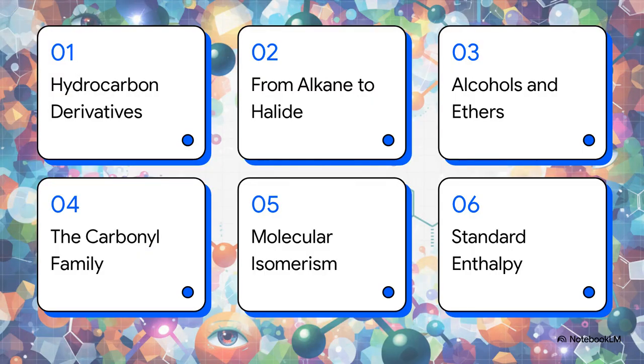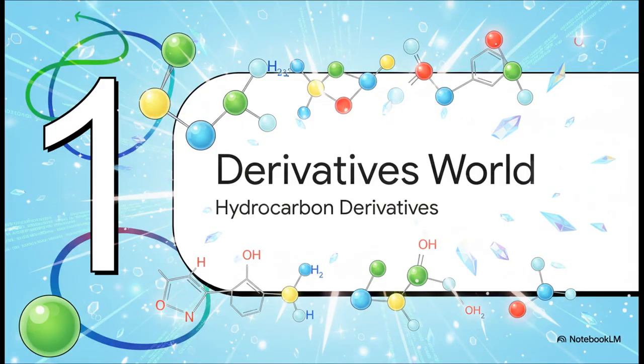To keep us on track, we'll be following this roadmap. We'll start with the world of hydrocarbon derivatives, move from alkane to halide, explore alcohols and ethers, dive into the carbonyl family, unpack molecular isomerism, and finish up with standard enthalpy of formation. All right, let's kick things off with Section 1, the world of hydrocarbon derivatives.